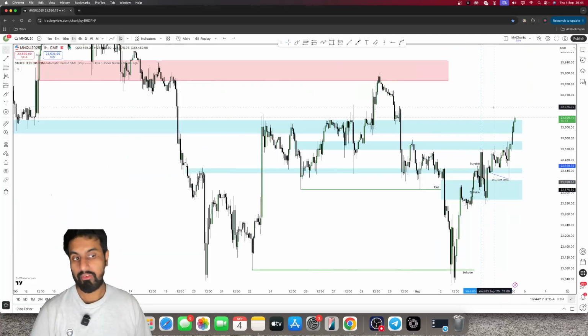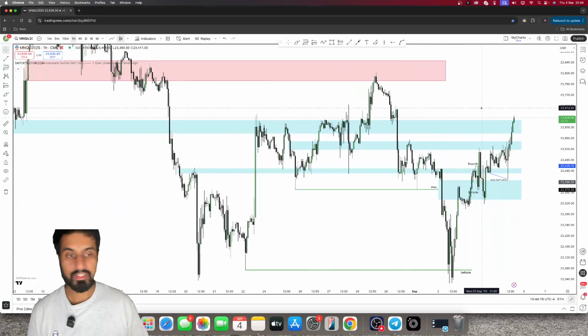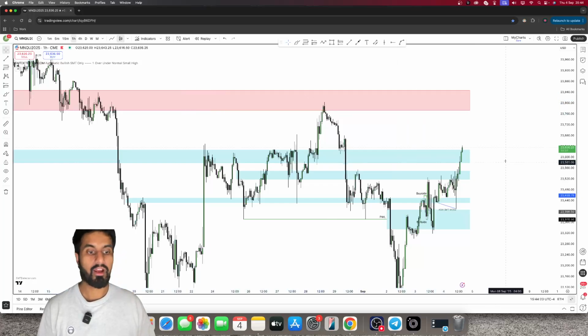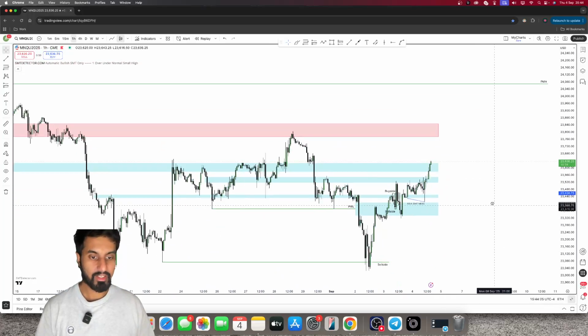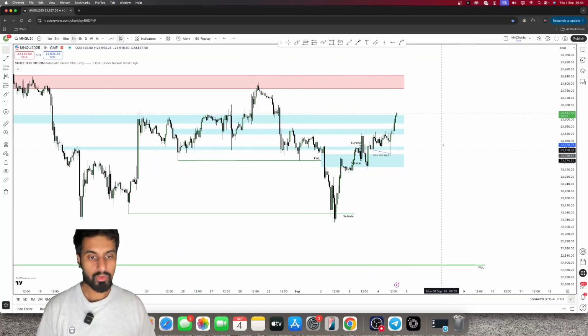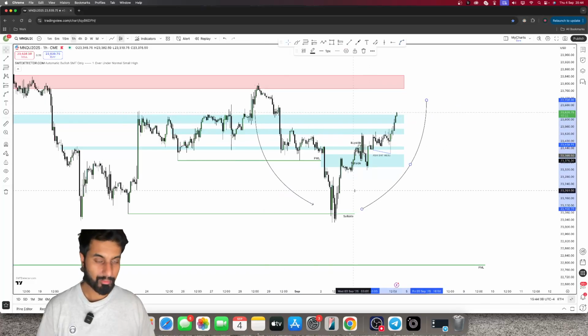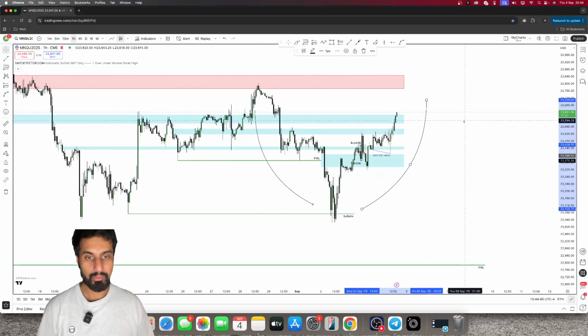Now, because we already anticipated this, we already anticipated this from the start, saying that price is likely to go back above, all the way back up to this high here. This is where the sell side, the market maker buy model started. There's the sell side of the curve, and this is likely to be the buy side of the curve for price to go back above and potentially move higher.